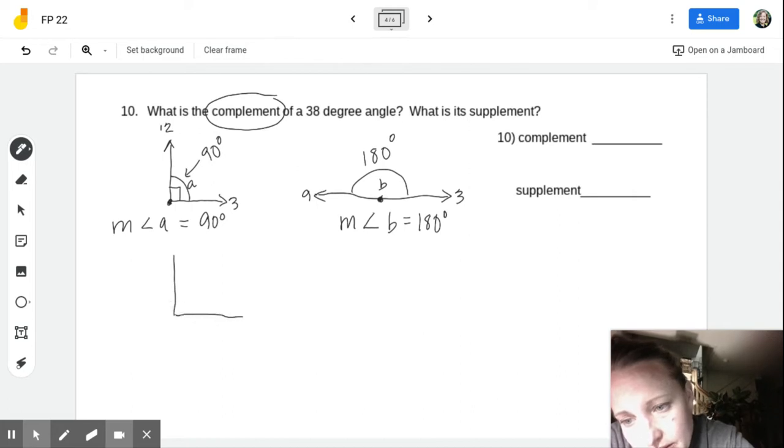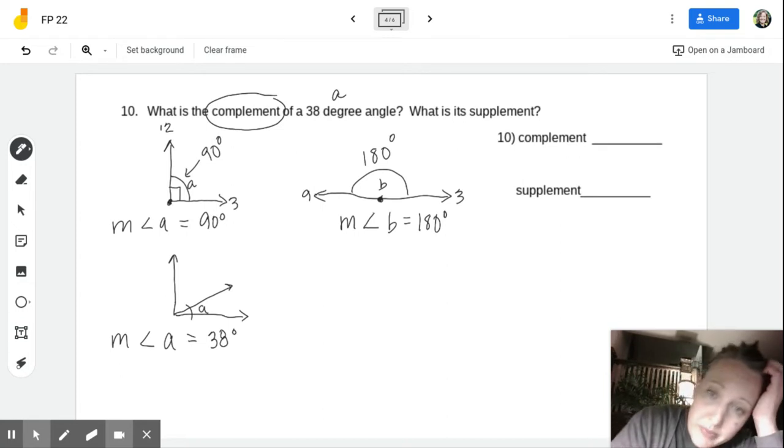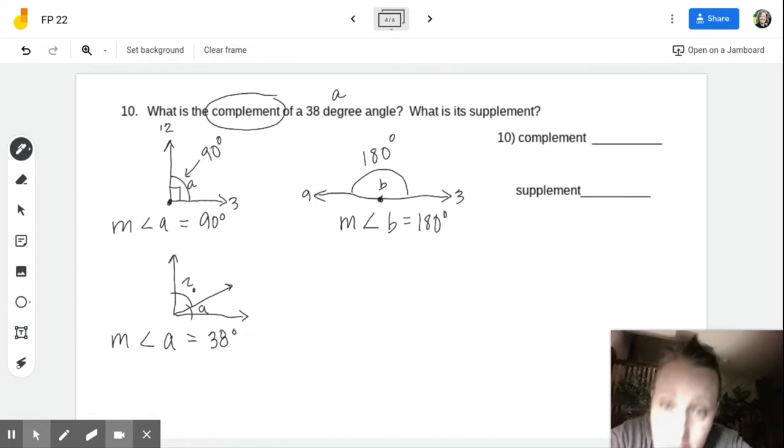think of it like this. Here's your 90-degree angle, right? And it says I have a 38-degree angle. That's probably going to be somewhere like this. So let's pretend we have this angle right here. And we're going to call this one A. Okay. So the measure of angle A is 38 degrees. And so when we have a complement to that angle, we have to figure out what is the measure of this angle right here that will add up to 90 degrees.